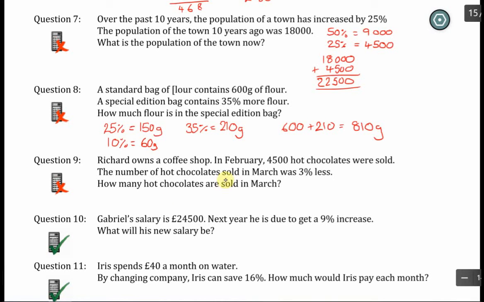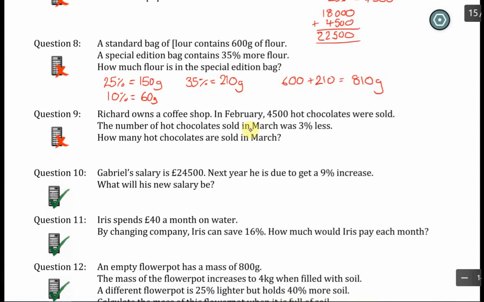Richard owns a coffee shop. In February, 4,500 hot chocolates were sold. The number of hot chocolates sold in March was 3% less. So decrease this by 3%, basically. Okay, 1% is what you get when you divide the number by 100, so that would give me 45 hot chocolates. So 3% is 3 lots of that.